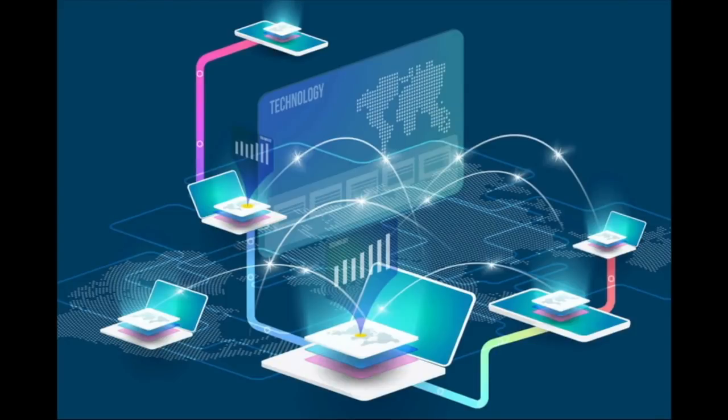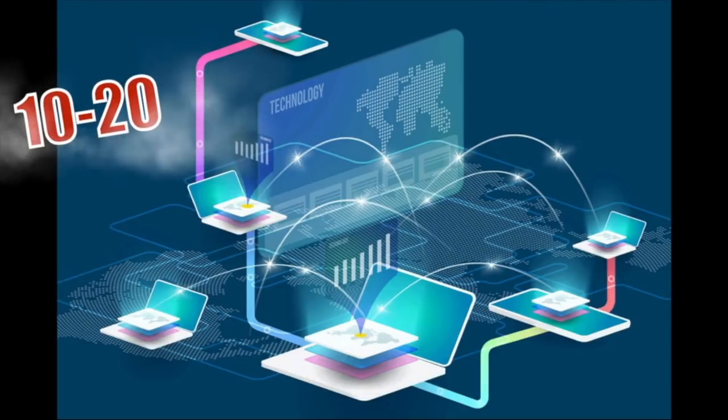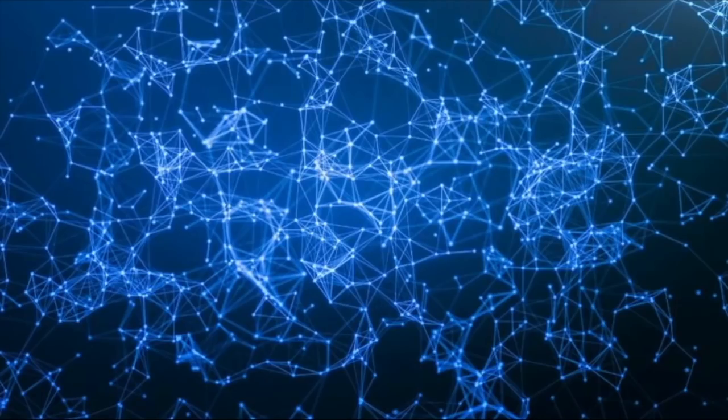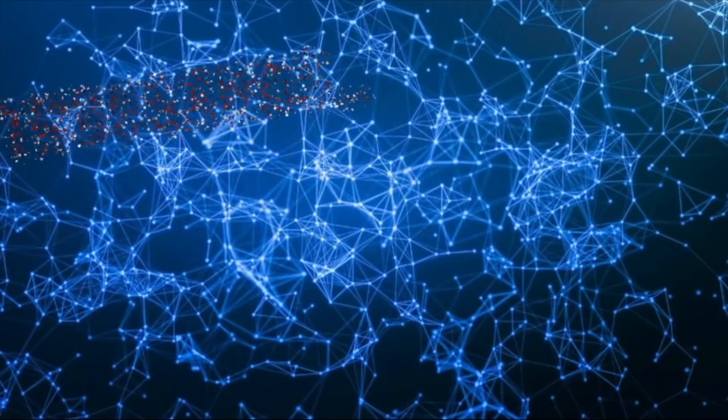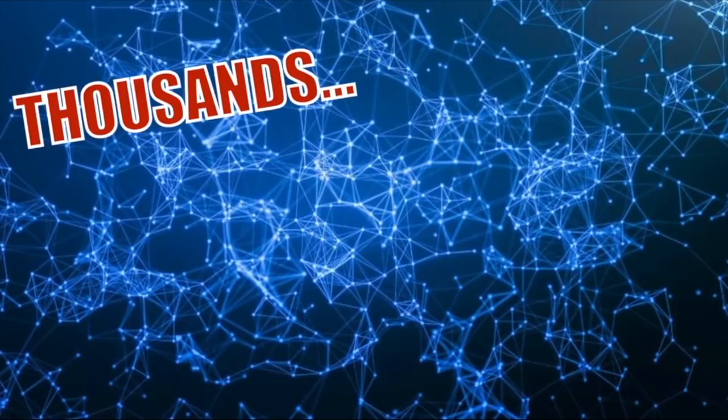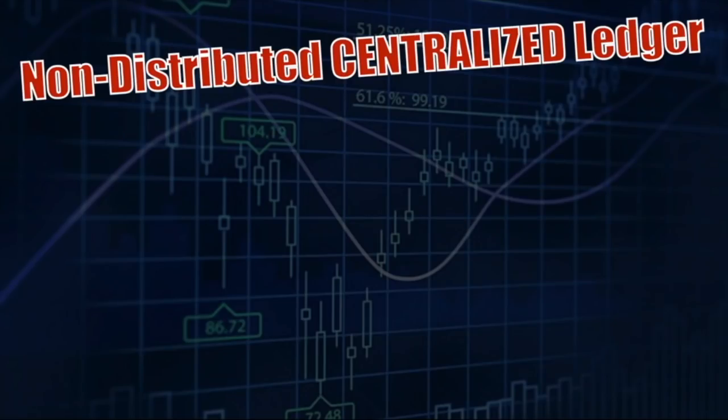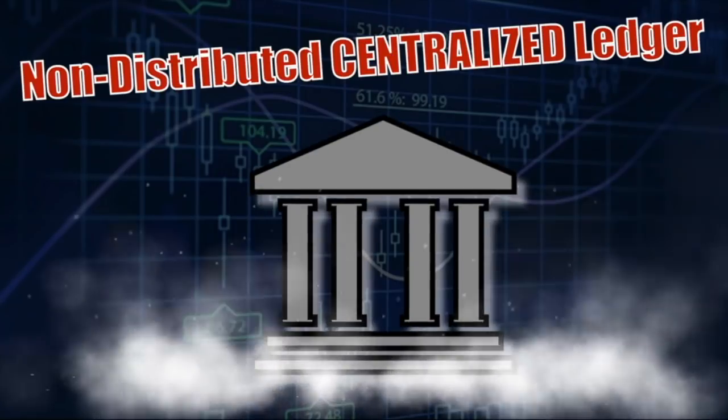So imagine if you had your ledger and you wanted to decentralize it, you wanted to put it out to all different areas. You can have it on different nodes, different computers, and it could be something as simple as 10 or 20, or you could have something as big as thousands of computers, depending on what kind of distributed ledger you wanted to do. Bitcoin, for example, has thousands of different nodes out there. So the difference between a distributed ledger and a non-distributed centralized ledger is pretty simple.